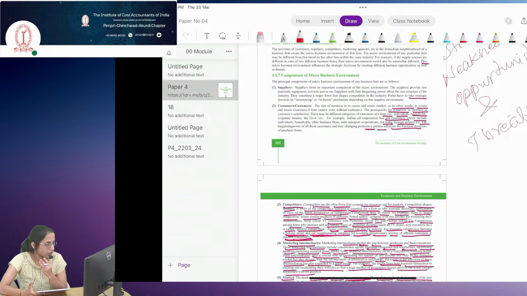Now, first component is the supplier. Supplier is the person who is supplying us the raw material, right? If the supplier faces any problem that he is not able to provide us raw material at the times when we require raw material, what will happen? Our business will get affected, right, Sheila? If we don't get the raw material at the required time from the supplier, our production will stop, right?